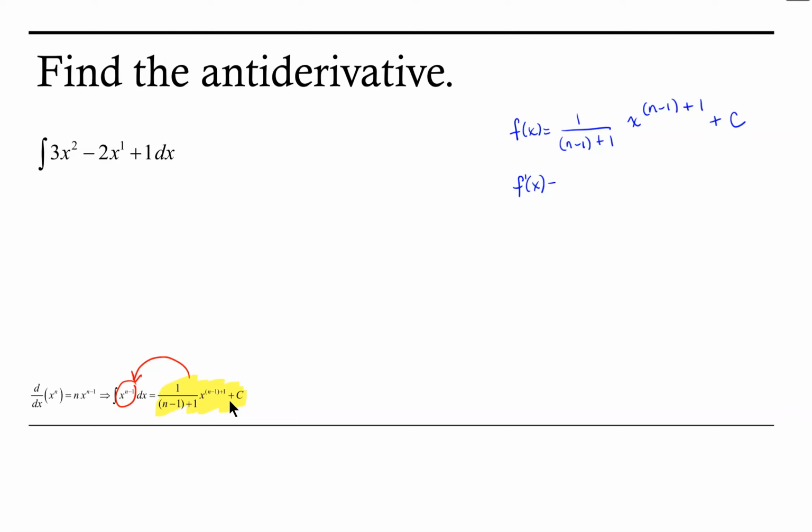So f prime of x is equal to, now our original coefficient is n minus 1 plus 1. Now we're using the power rule. And so when we use the power rule, we will bring our exponent and turn it into a multiplier. So we'll have n minus 1 plus 1 times x to the, and now we're going to subtract 1 from this exponent. And when I subtract 1 from this exponent, this plus 1 will go away, and I'll be left with n minus 1 as my new exponent. And then when I take the derivative of plus c, I end up with 0.